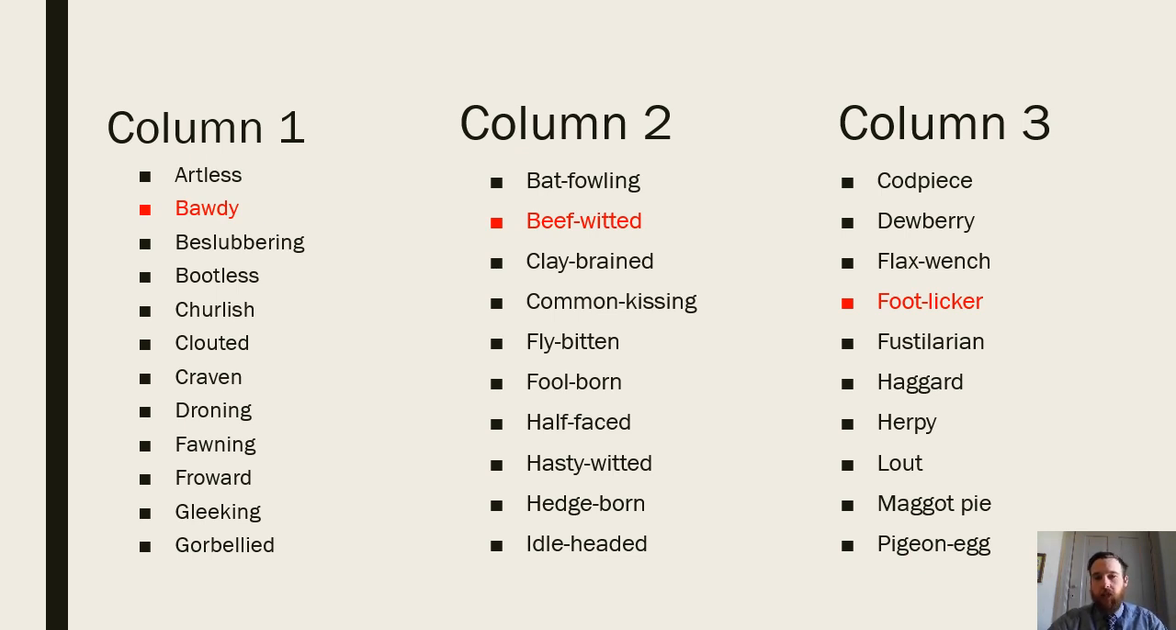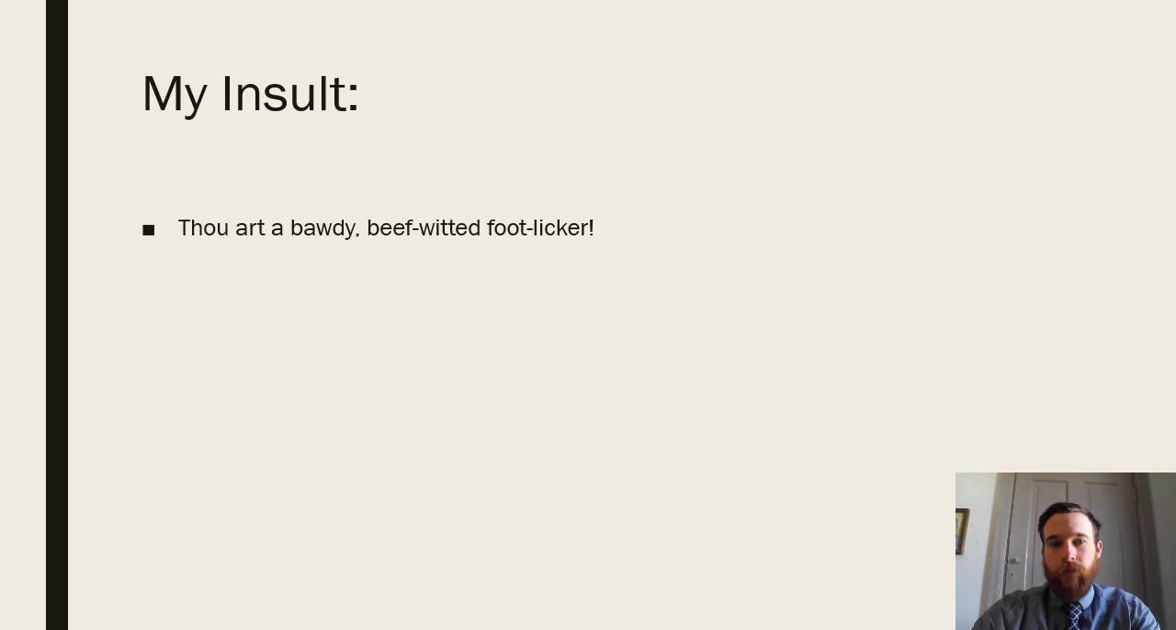It's those words we started with at the beginning. I told you to see one that maybe stood out to you. So I'm going to take one from each column. I highlighted in red the one I'm going to use. I'm going to use bawdy, beef-witted, and footlicker. The other thing that it says in there is that you're going to put the word thou before it. So I'm going to take my 3 words and put them into a sentence, and then I will be insulting all of you. Thou art a bawdy, beef-witted footlicker. So that is my insult.